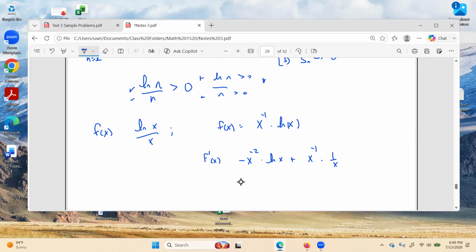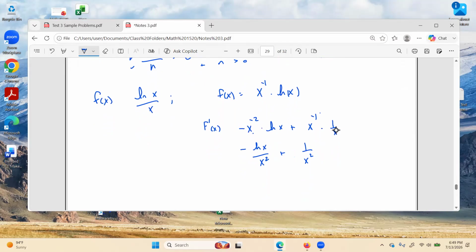So we simplify this out. We have negative ln of x over x squared, that's what this piece looks like. And then we have plus 1 over x, this x to the -1 times x to the -1, this is 1 over x squared. So let's combine this up a little bit and rearrange. We have 1 minus natural log of x all over x squared. So x squared is going to be greater than 0. And now we have to see, where is 1 minus ln of x equal to 0?